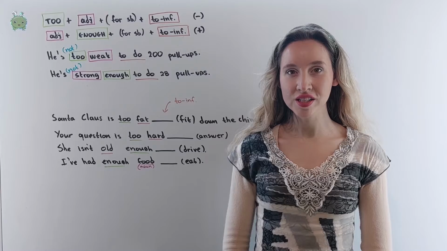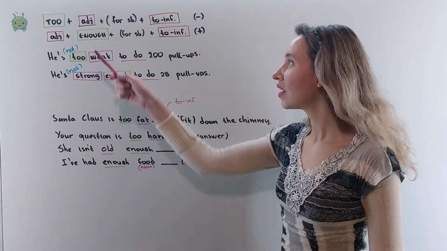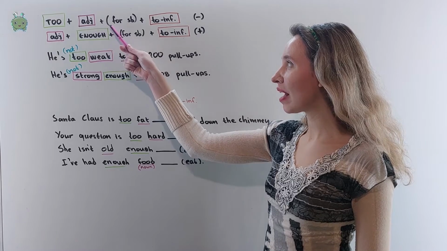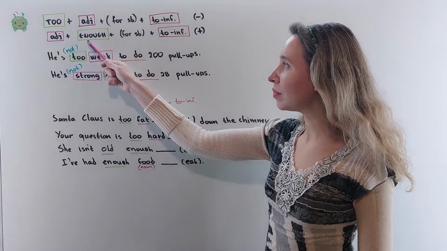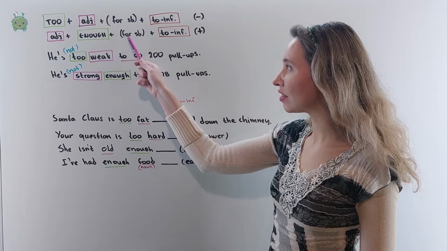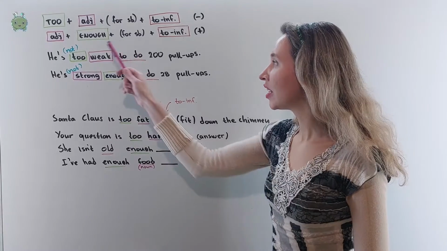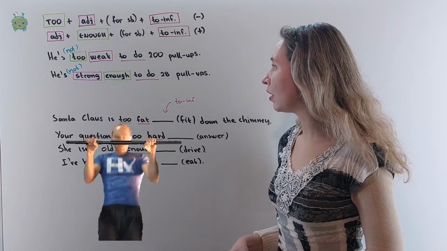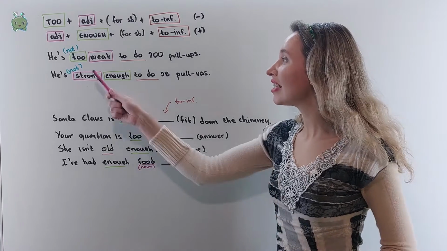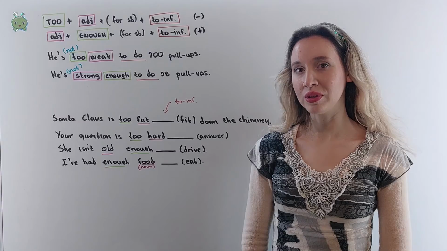Use the to infinitive after too and enough. Too plus adjective plus for somebody to do something. Adjective plus enough plus for somebody to do something. For example, he is too weak to do 200 pull-ups. Or he's strong enough to do 28 pull-ups.